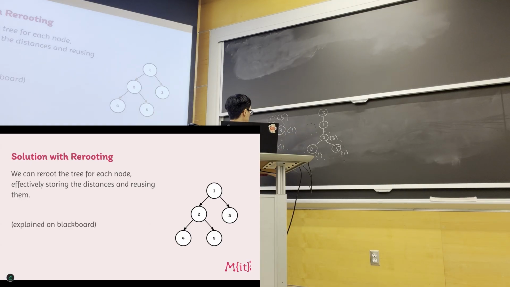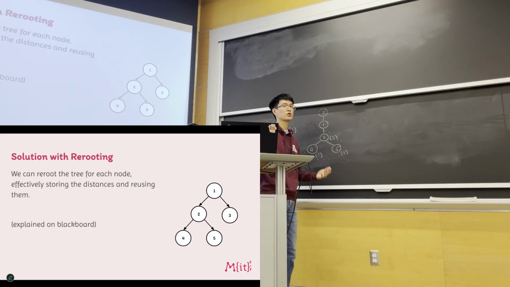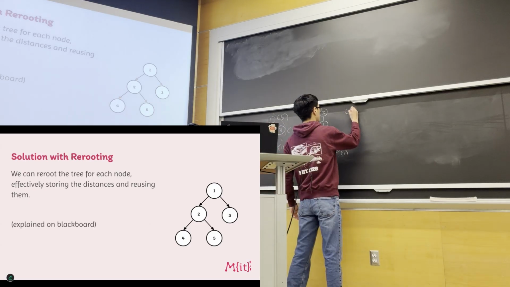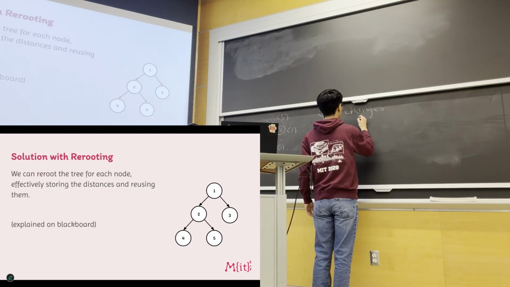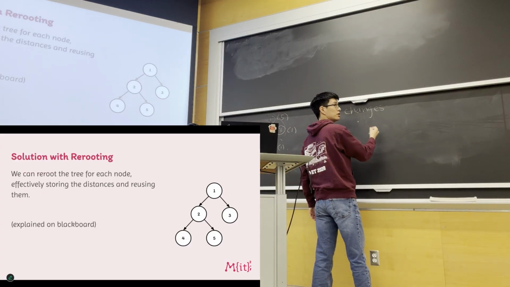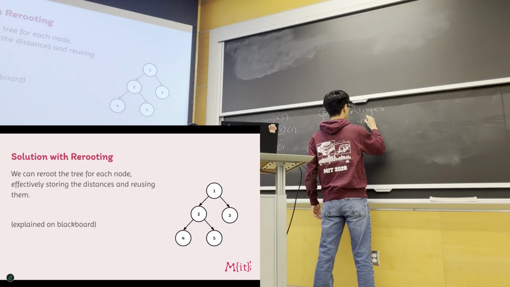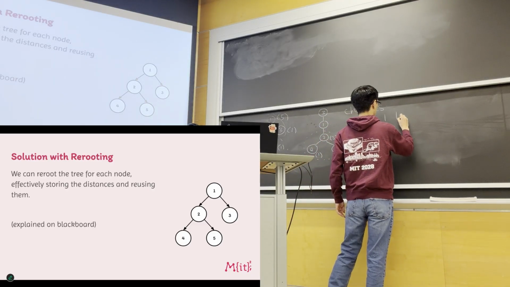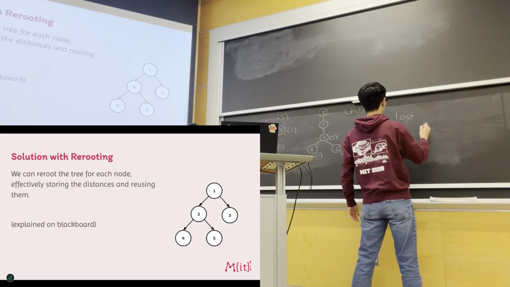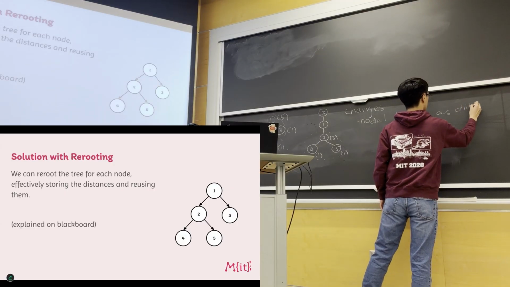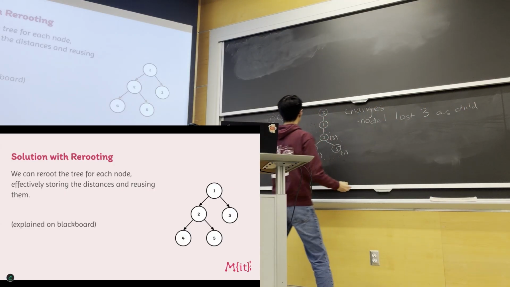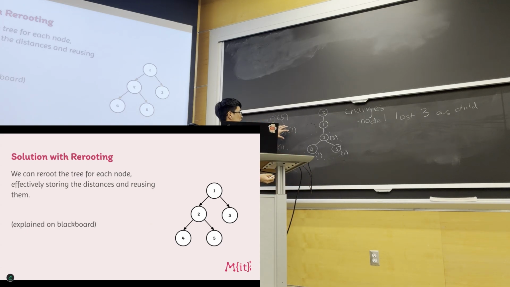The only change basically was we removed 3 as a child and we made it its parent. So in terms of subtree sizes, the only thing that changed for node 1 is that node 1 lost 3 as a child. Additionally, if we take node 3, we see that it also gained node 1 as a child.